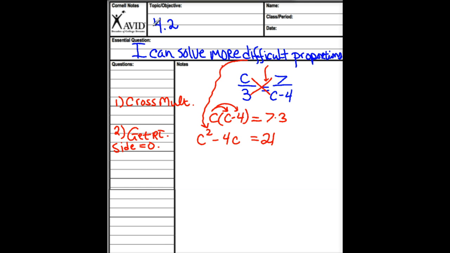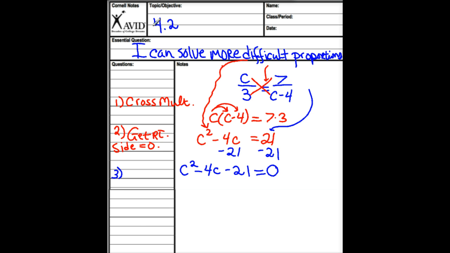So I'm going to go over here to the right-hand side and look at this 21 and decide how do I get rid of it. And because it's positive, to make it 0, I'm going to subtract 21. But whatever I do to the right-hand side, I have to do to the left-hand side also. So what that leaves me with over on the left is the C squared minus 4C minus 21. None of those combine because none of them are like terms. And on the right-hand side, I have a 0.